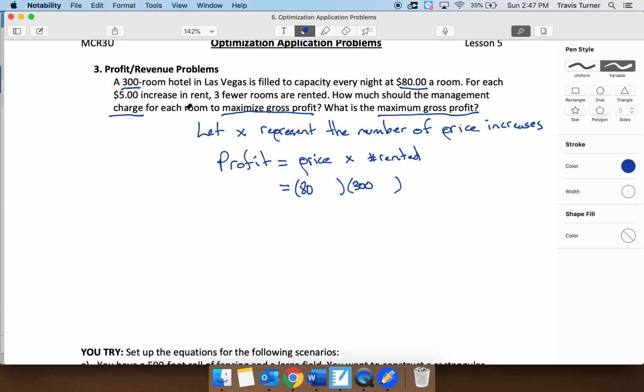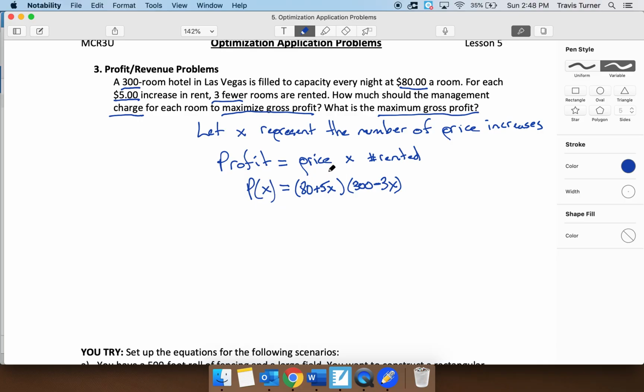And then it says for each $5 increase. So again, $5 increase in rent. So that's part of my price. So I'm going to say I'm increasing it. So it's 5. But I don't know how many times I'm going to increase it. So I'm going to put my x there. And then every time I increase it, I get 3 fewer rooms. So that's the number rented. So minus 3x. And that's it. That gives you your profit expression that has price times the number rented. And because it's a function, I'm going to write it as P of x for profit of x.